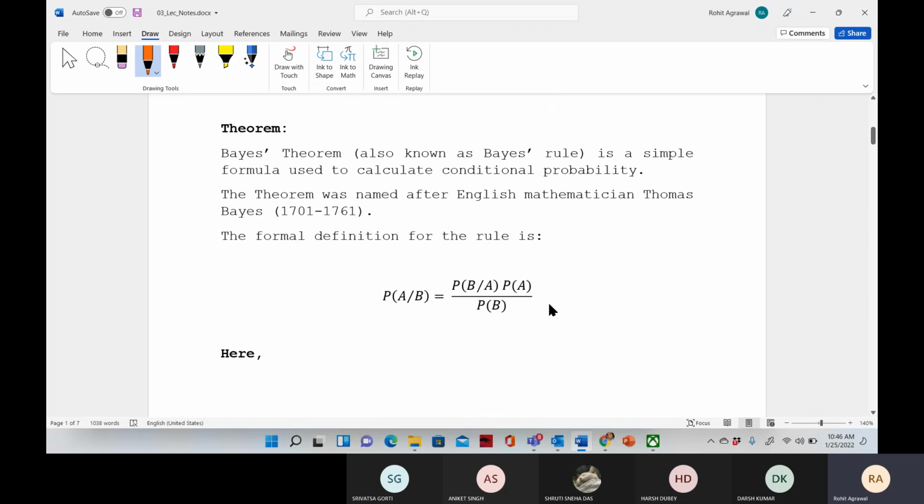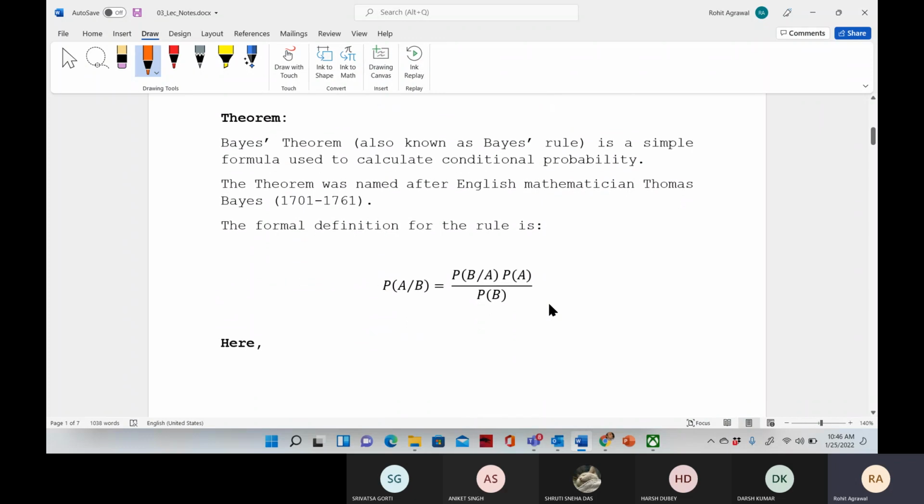Okay, so now it comes here. See, Bayes theorem is just a conditional probability, and it is given by this formula. P of A given B, or you can say the probability of event A given event B, is equal to the probability of event B given A into the probability of A, divided by the probability of B.